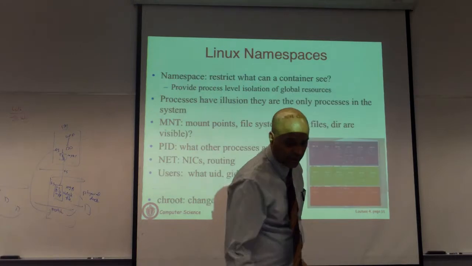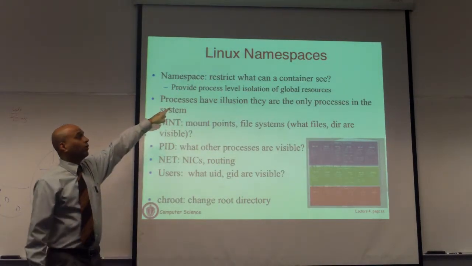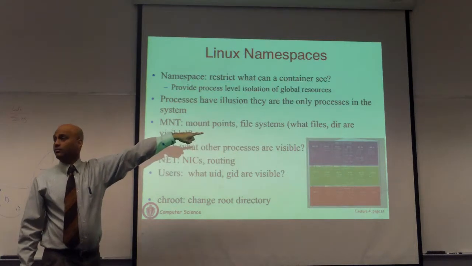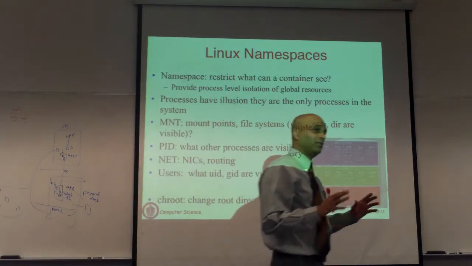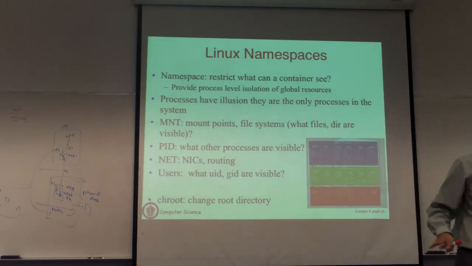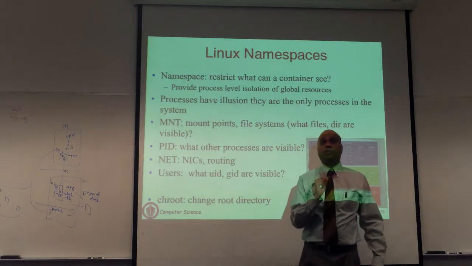The second key feature is what is called namespaces. This is restricting what a container can see. In the first case we restricted what you can actually use, what hardware resources. Here you are going to restrict what a container can see. What does that mean?